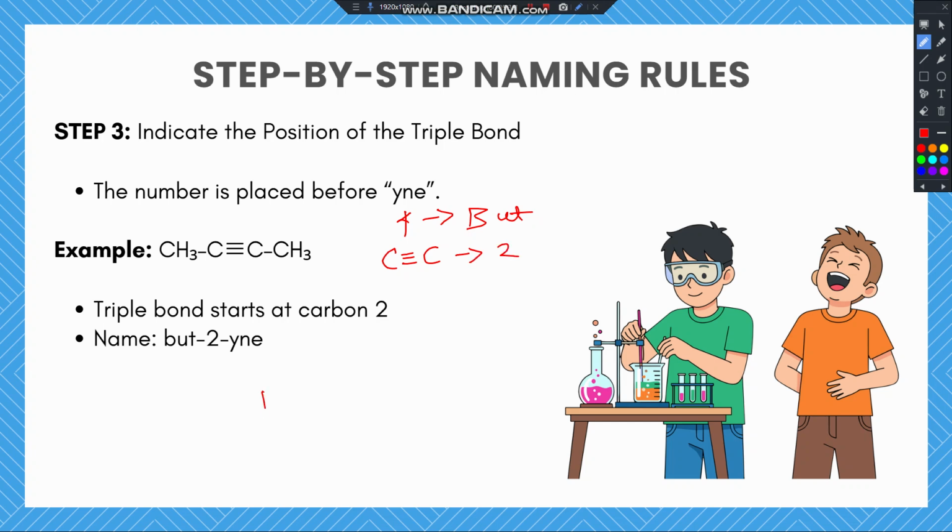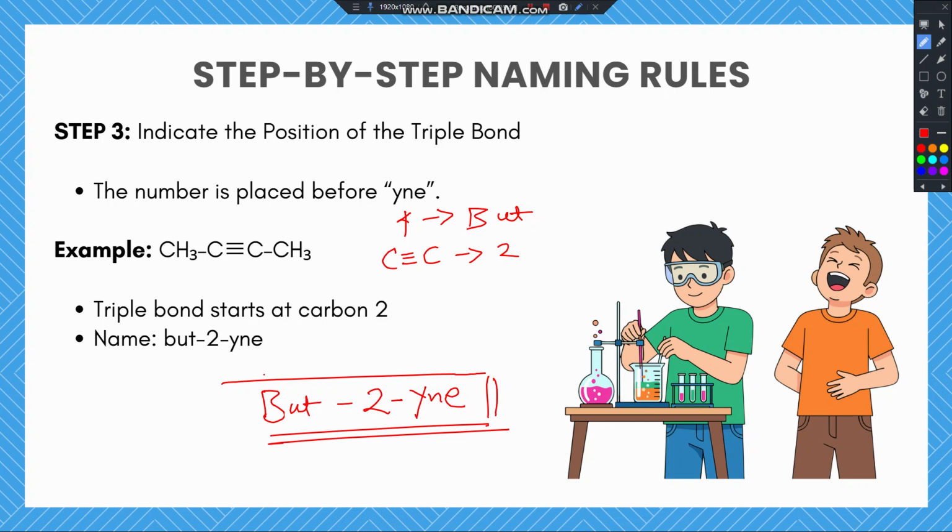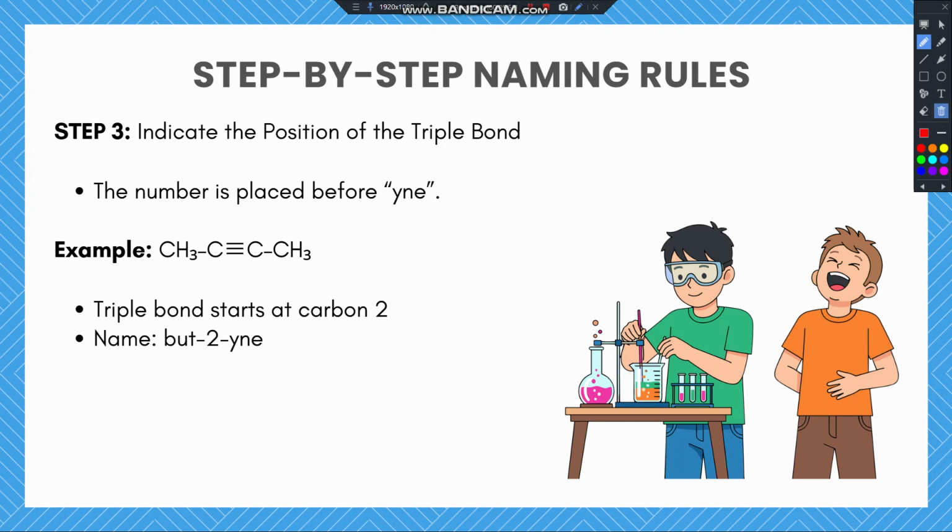When we bring everything together, we have the parent name, which is BUT, and then the position of the triple bond, which is carbon number 2, and then the suffix, which is "-yne", but-2-yne. But-2-yne is the name of the compound, as you can see.